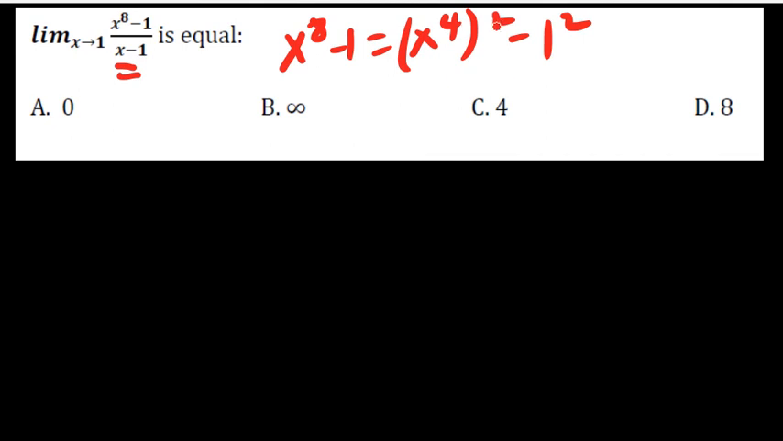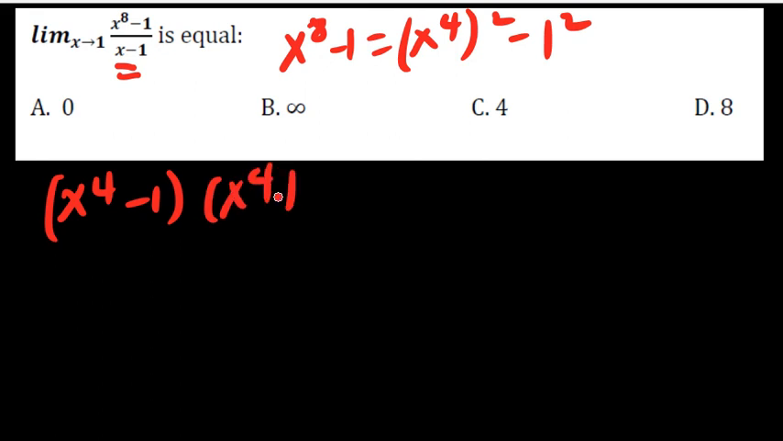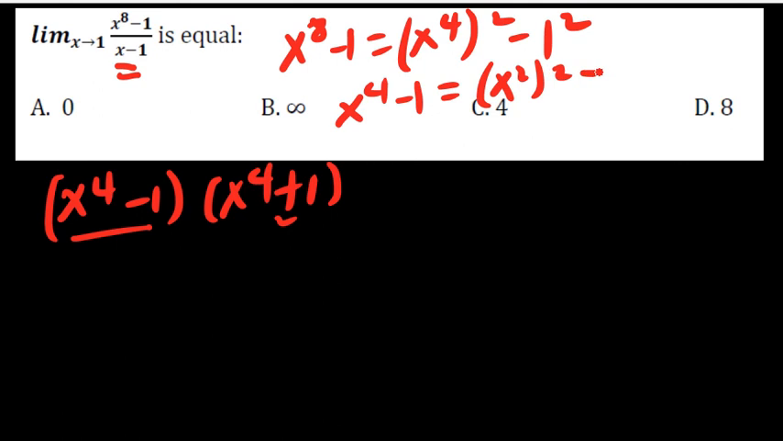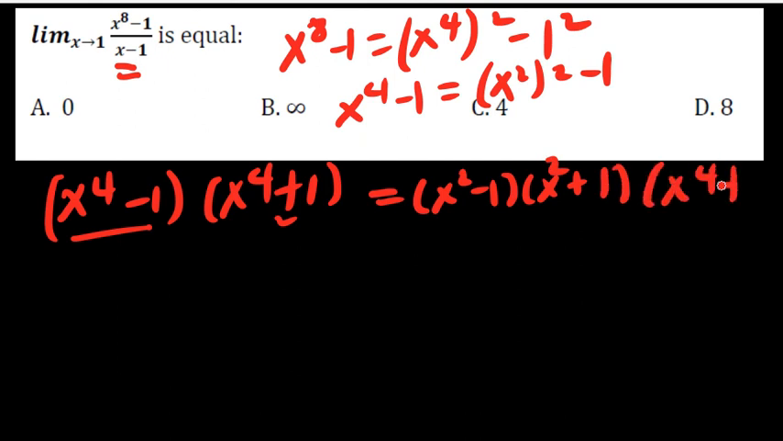Because 2 times 4 is 8, we can write it as x to the power of 4 minus 1 times x to the power of 4 plus 1. Still, this can be factorized. The plus part we ignore because we can't do anything. The minus part again, x to the power of 4 minus 1, can be written as x square squared minus 1. That means this is the same as x square minus 1 and x square plus 1 and x to the power of 4 plus 1. The last one comes as it is. But this one can be factorized.